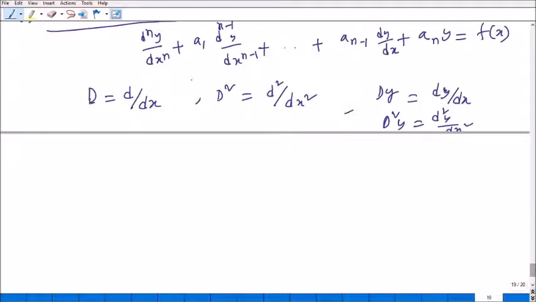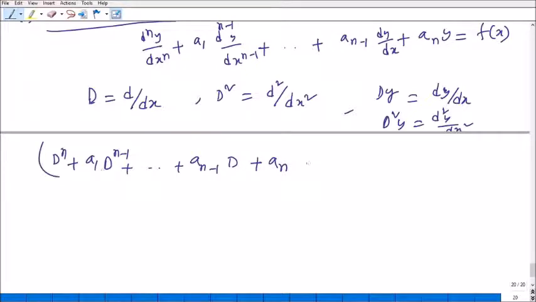So this general expression can be written as D^n + a1 D^(n-1) + ... + a(n-1) D + an, applied to y, equal to f(x). Now this can be represented as a function of D acting on y, equal to f(x).